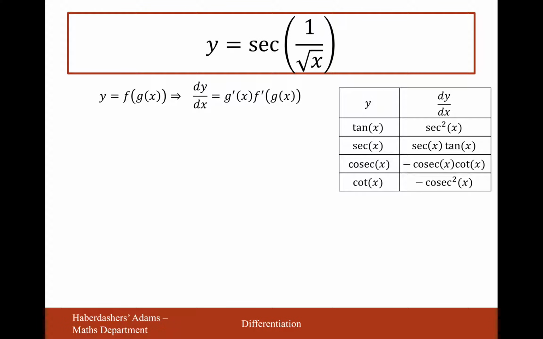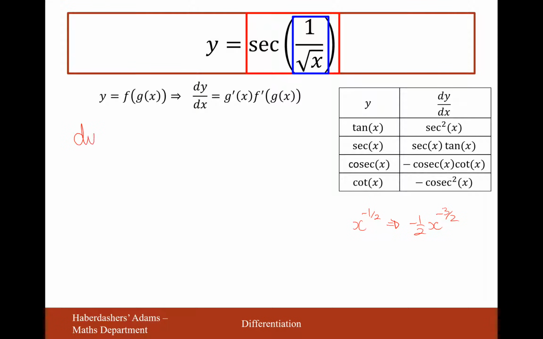Okay, next question, so we're on y equals sec of 1 over square root of x. This is going to be chain rule again. Inside function of 1 over the square root of x, outside function of sec. So, what do we do with this 1 over x square rooted? We can treat this as x to the power of minus a half. Minus because there's a fraction, half because it's a square root symbol. And what happens when we differentiate this? It's going to differentiate to minus half x to the minus 3 over 2. So that's what we're going to use instead of 1 over the square root of x.